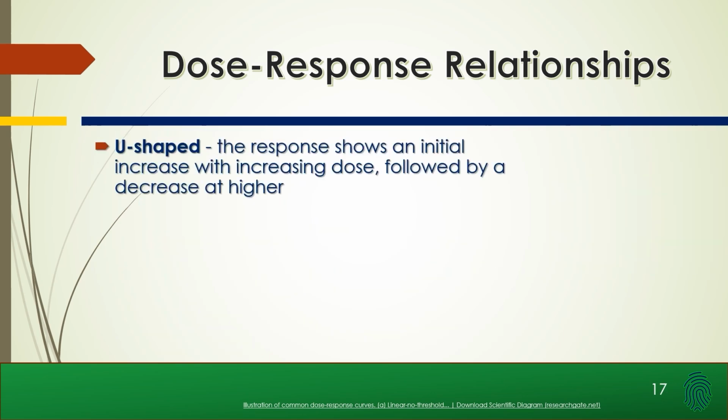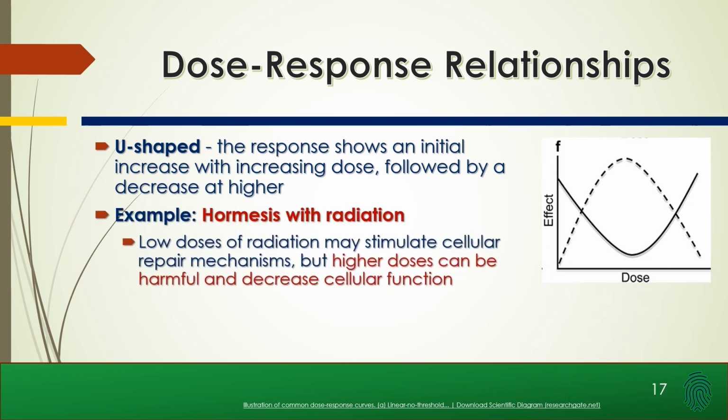Then we have the U-shaped response. It shows an initial increase with an increasing dose, followed by a decrease at higher doses. An example of this is hormesis with radiation. Lower doses of radiation may stimulate cellular repair mechanisms, but higher doses can be harmful and decrease cellular function. So there's a certain point where the dose starts to have a negative effect.